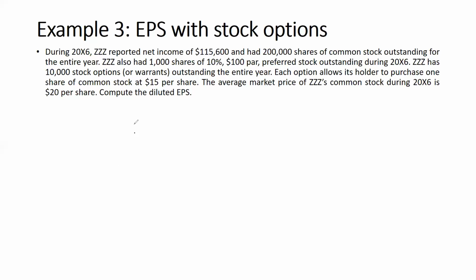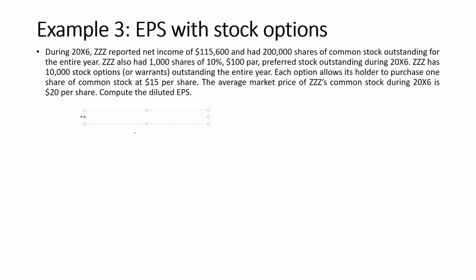Now, each option will let you hold one share, one stock option for one share. And the price is 15 bucks, we said. The average market price for Triple Z common stock during 2006 is $20. So we're asked to compute diluted EPS.